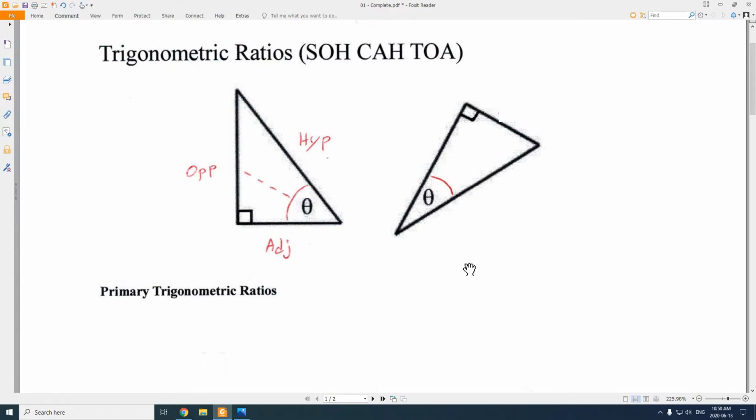So we'll do one more here. The longest one, across from the 90, the longest is the hypotenuse. This is the angle that we're interested in, or we have. So we're going to go across from it. We call that the opposite. And the leftover one is the adjacent. So you always start by going through and labeling those.